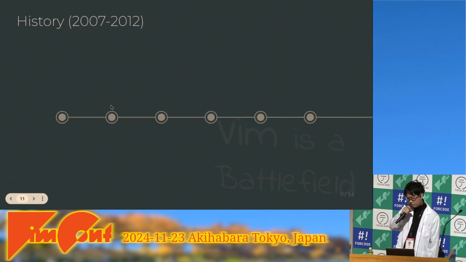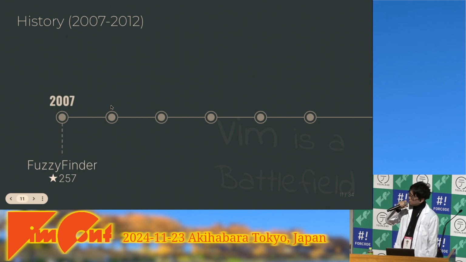Okay, let's start with the period from 2007 to 2012. In 2007, a plugin named Fuzzy Finder introduced fuzzy finding to Vim. It rewrites insert mode and requires step-by-step drill down, making it less practical by today's standards due to its slower workflow. But let's say, considering it was developed for Vim 7.1 at the time with far fewer plugin development features, I think this achievement is remarkable.